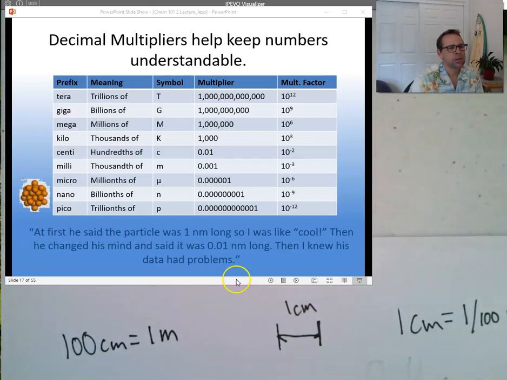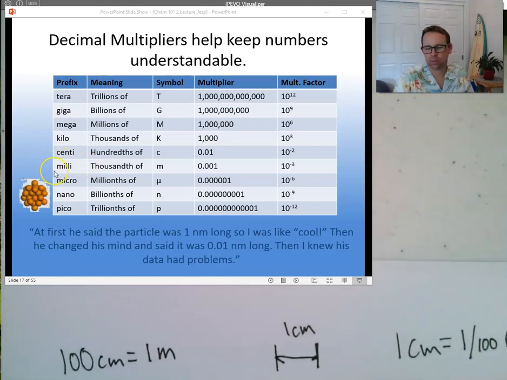All right? So look at all these different prefixes that we have. Centimeter. So have you heard of a millimeter?